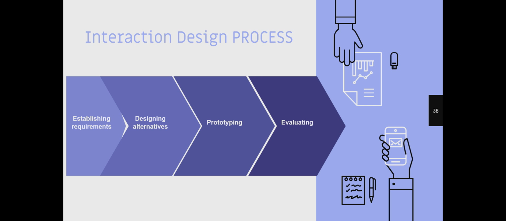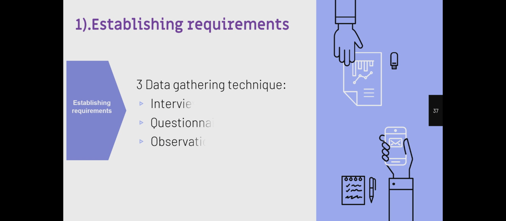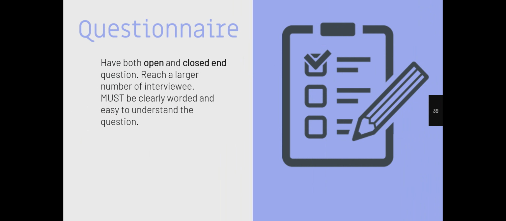Let's talk about each process. In order to establish requirements, we have three gathering techniques: interview, questionnaires, and observation. On to the first gathering technique. The first one we're going to talk about is interview. Interviews are basically conversation with purpose. There are four types of interviews: open-ended, unstructured, structured, and semi-structured.